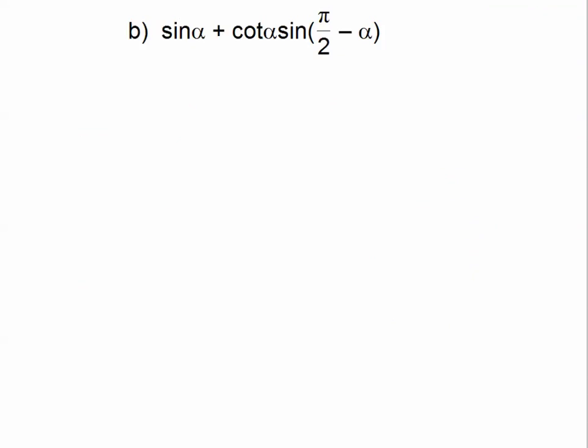Let's look at our next problem. I'm using alpha this time. The first thing I see, almost everybody's going to do this as their first step. Again, I see this pi over 2 minus alpha. That's one of our cofunctions, and the sine of that will be replaced by the cosine of alpha. All I do is I put the co on. So I've got sine of alpha plus I've got cotangent alpha, and then the sine of this pi over 2 minus alpha becomes cosine of alpha because that's a cofunction.